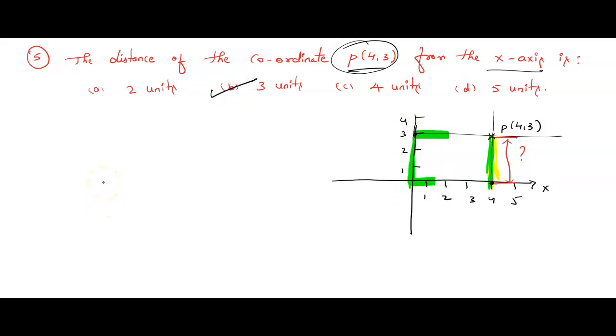Understood? From point P (4, 3), from the x-axis, what is the distance? It is 3 units. So here to here the answer is 3. So option B is the answer. For question number 5, option B, 3 units is the correct answer. That's it. Now let me solve question number 6.